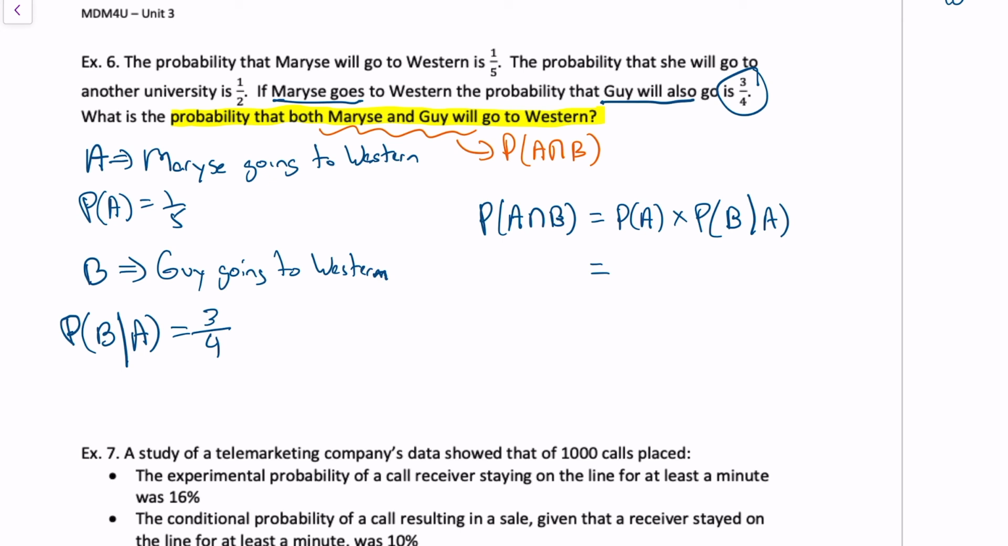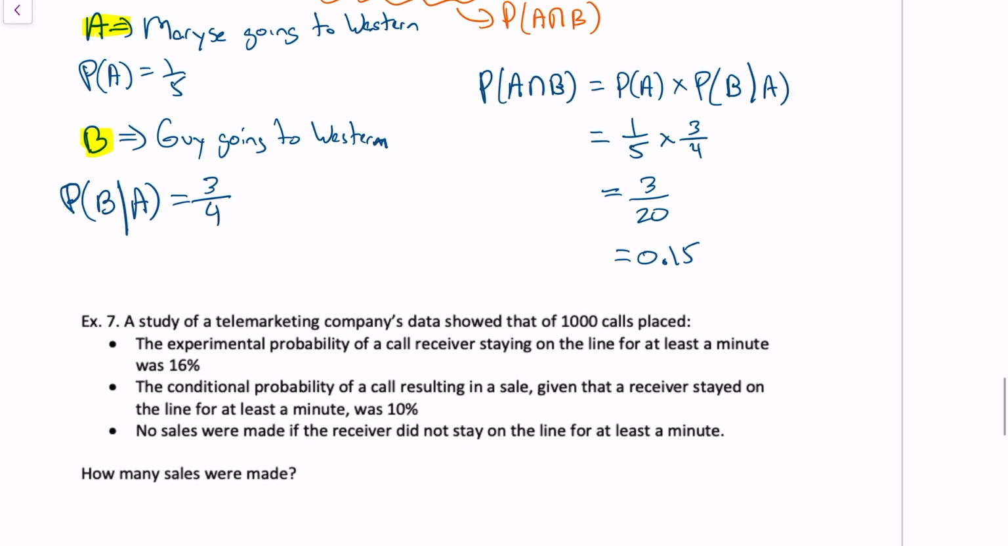And that's where I think listing these things on the left, like A and B, can be helpful, and you can use the formula. So if I just write these in, I got 1/5 times 3/4. And so we have a smaller chance here, so I'm going to have 3 out of 20, which is equivalent to 0.15. And you could leave it as 3 out of 20 if you wanted to. Okay, one more question here.